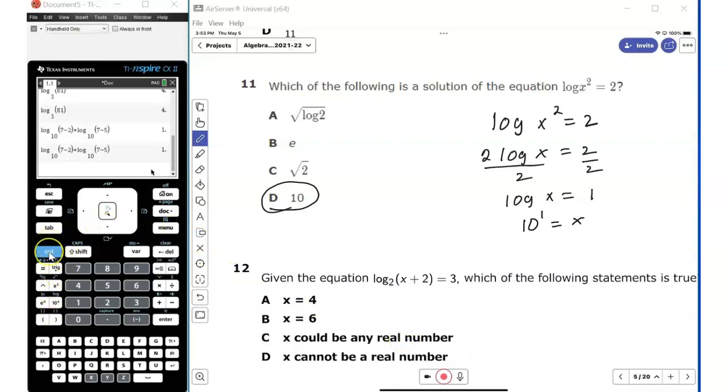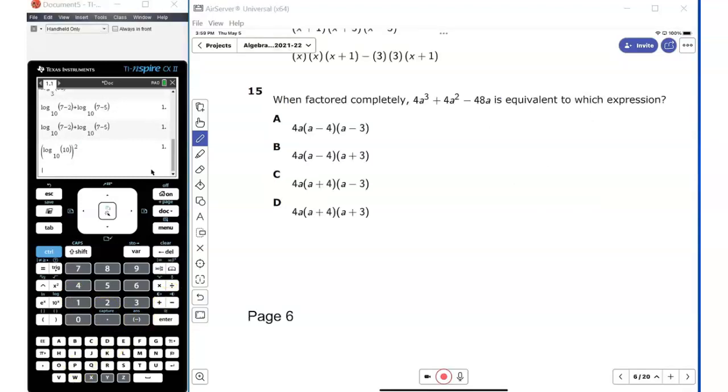Now we can check this. So we're going to type in log, of course it's base 10. And we know that it's going to be 10, and we're going to raise it to the second power. And you notice it does come out to 1.